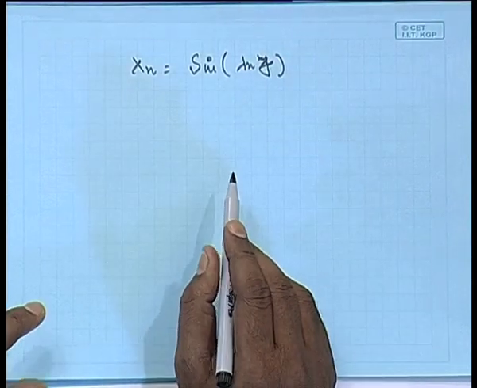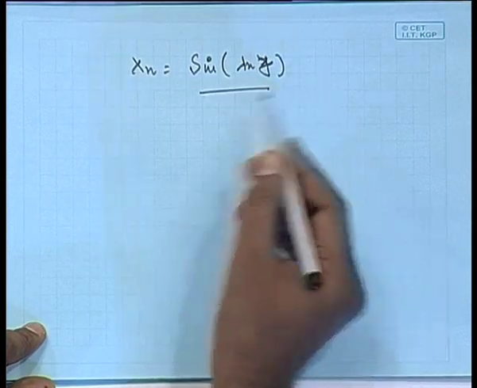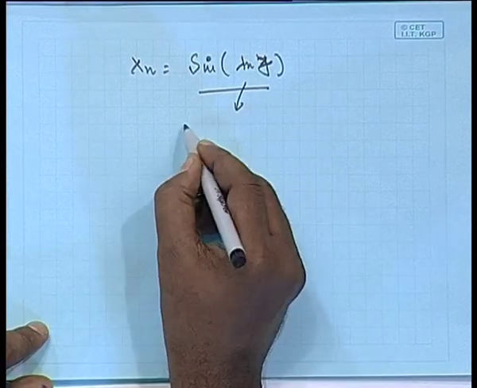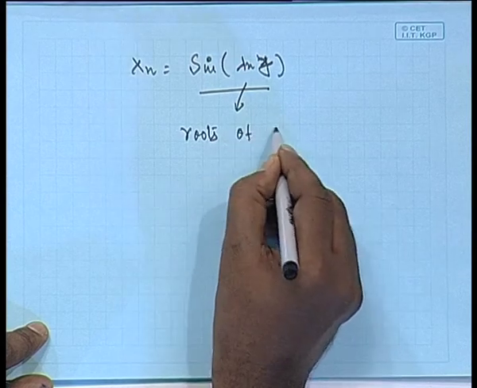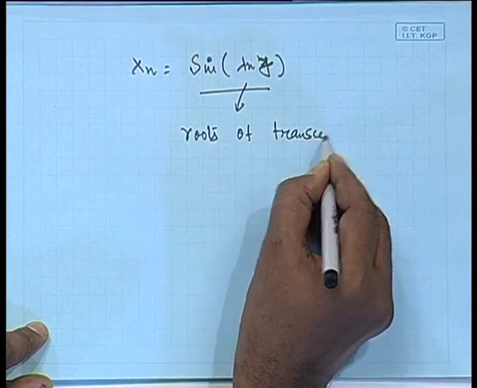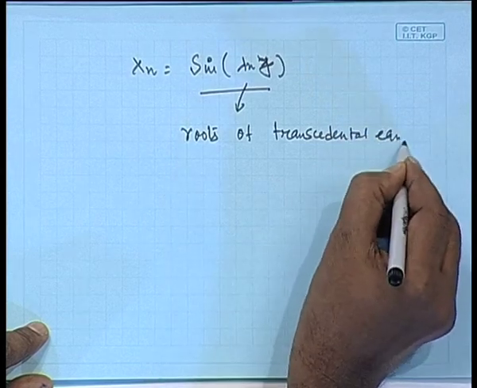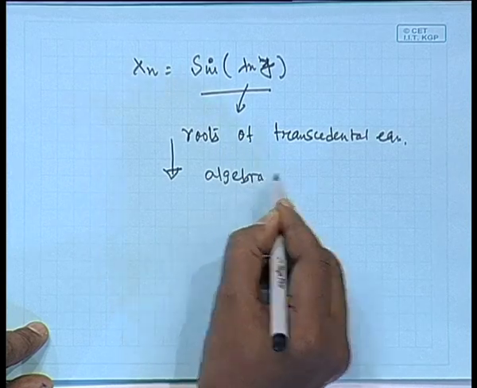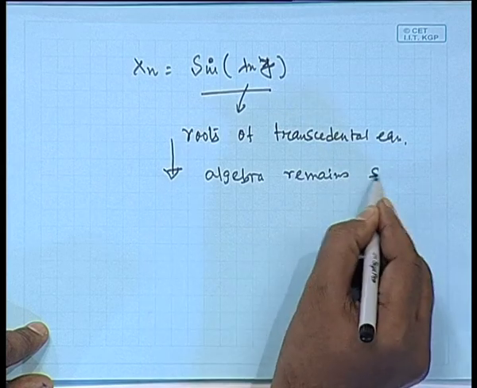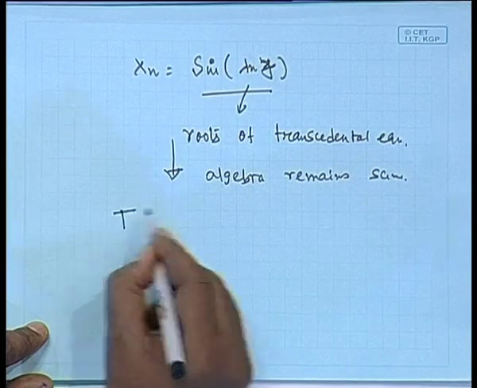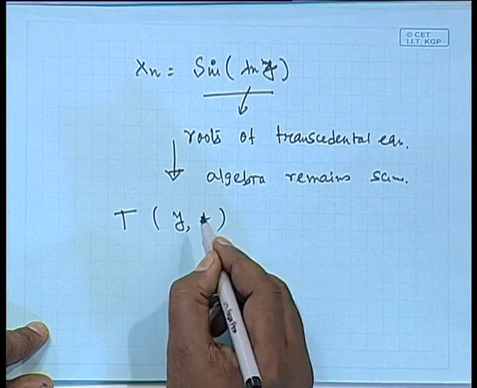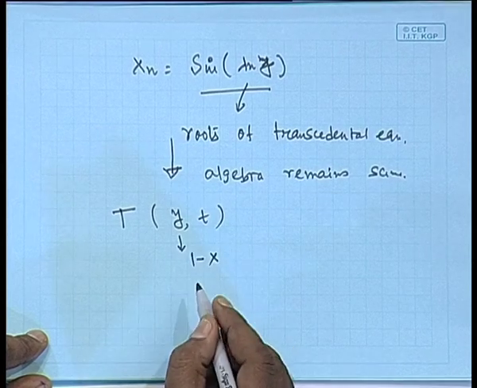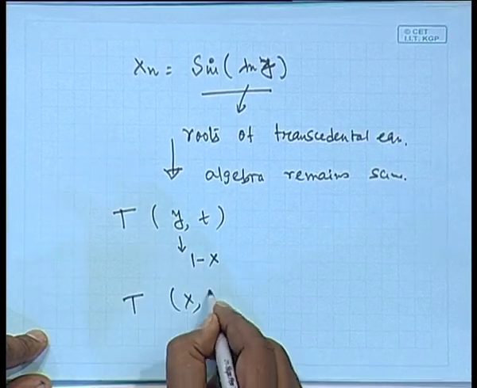Yes, just one sec. So, you will be getting the standard eigenfunctions, and this lambda n will be the roots of the transcendental equation. And the rest of the algebra remains the same. You will finally have T as a function of y and t. Now you replace y with your original coordinate, y as 1 minus x. So, you will finally get T as a function of x and t.